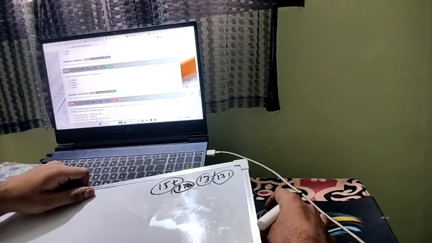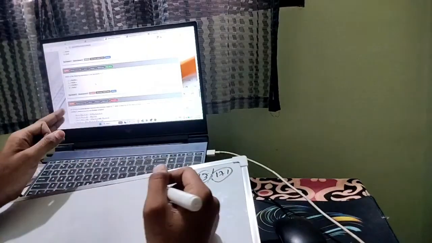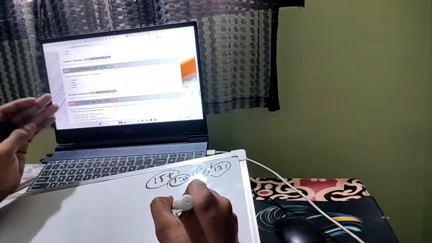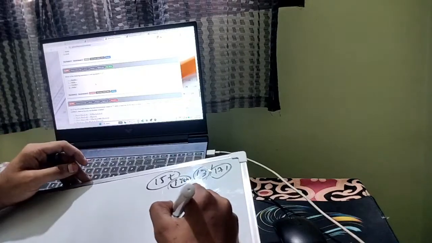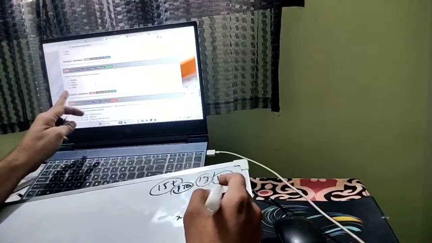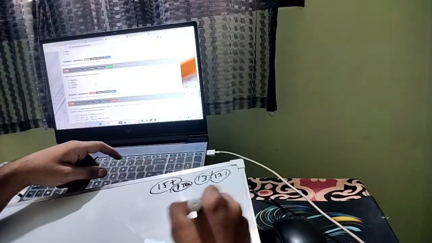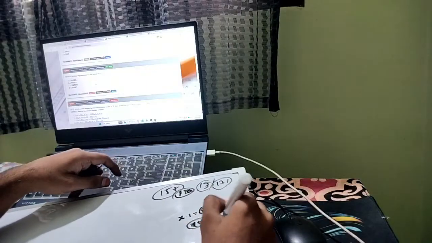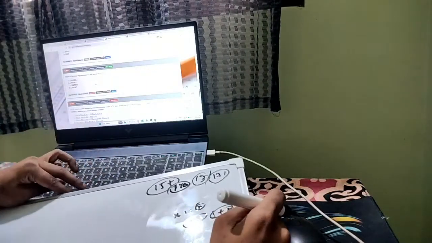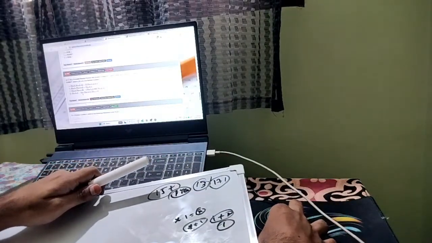So you can see in this question: which of the following options is not equivalent to X? X dot 1 will become X, right? Plus 1, so it's a silly mistake. Then if we take X plus 1, it will become what? 1 plus anything will be 1. So option D is correct.